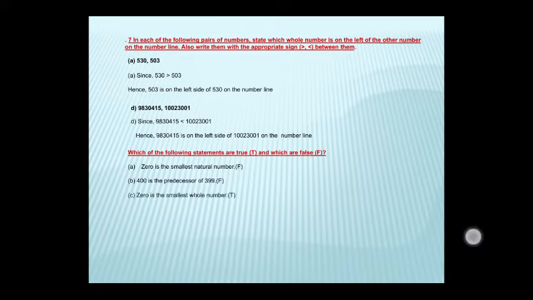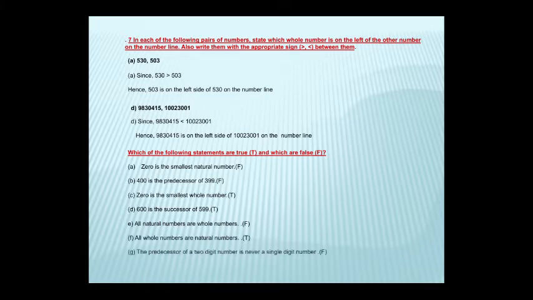0 is the smallest whole number. Yes, 0 is the smallest whole number. 600 is the successor of 599. Yes, it is a true statement. 599 plus 1 is 600, so it is true. All natural numbers are whole numbers. Yes, all natural numbers are whole numbers. All whole numbers are natural numbers. No, in whole numbers, 0 is also included, so all whole numbers are not natural numbers.